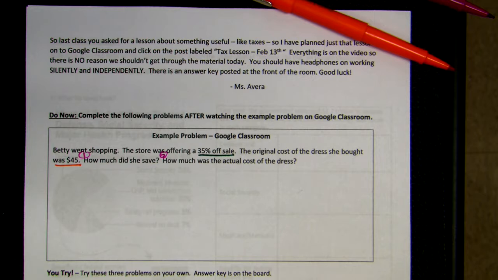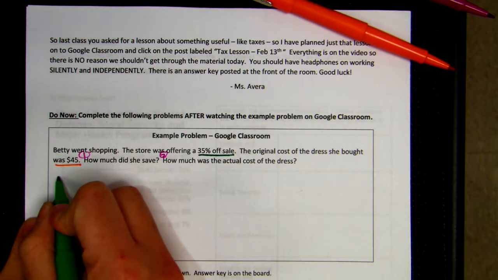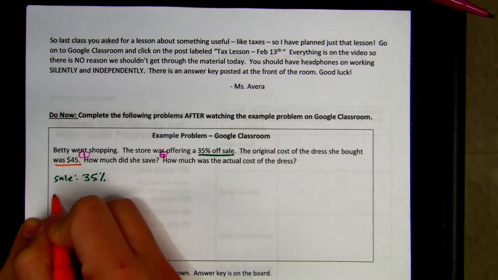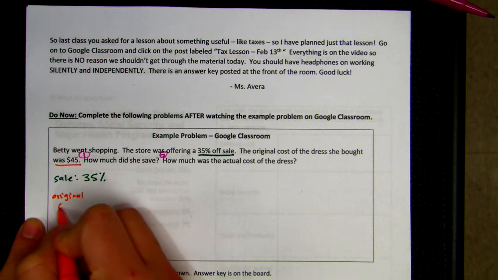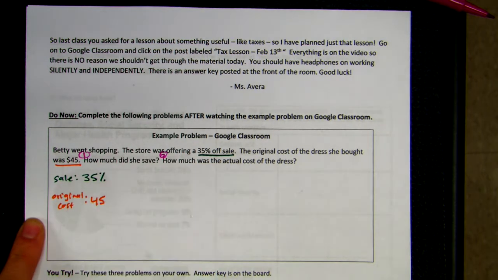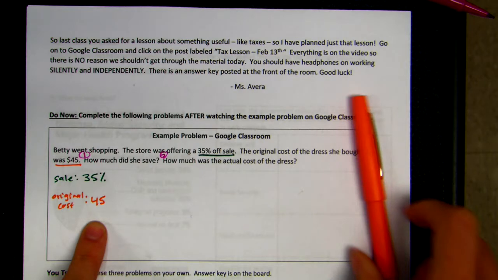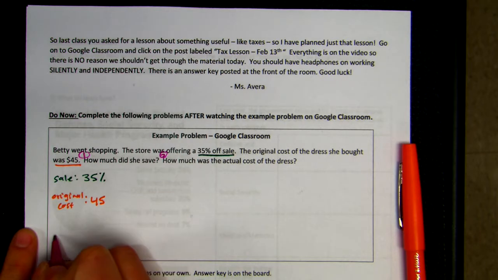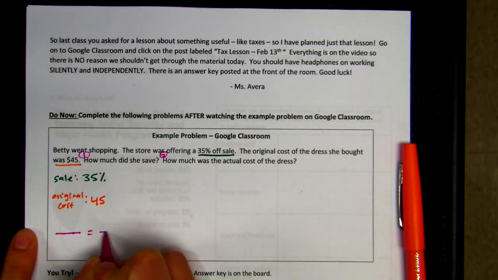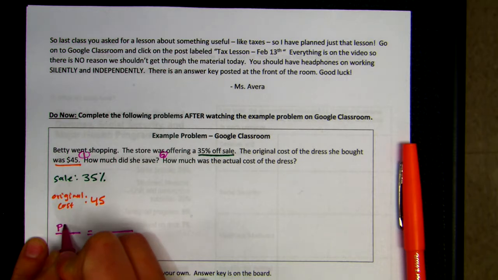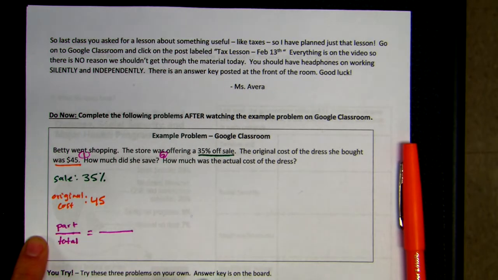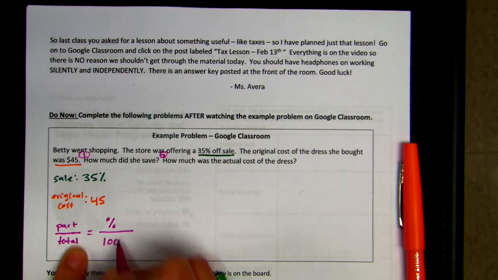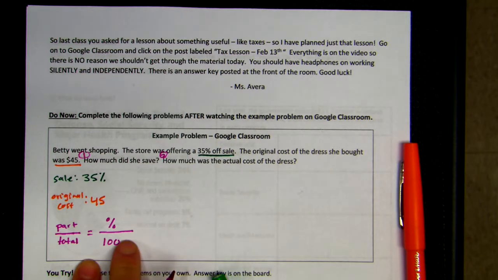Okay, so let's fill in what we know first. We know that there was a sale of 35%, and we know the original cost of the dress was $45. Okay, so that's what we know. When we are setting up these types of problems, our goal is to set up two fractions that are equal to each other, where the part of the total is equal to the percentage we're given over 100, because percents are always out of 100.